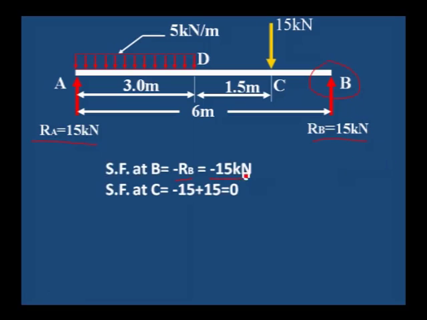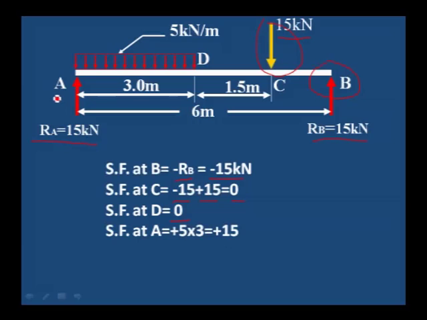Shear force at C, previous value minus 15 kilonewton, plus at C one downward point load 15 kilonewton is acting. Because it is downward, we consider it as positive. Minus 15 plus 15 is equal to 0 shear force at C. Next, move towards the D. Shear force at D, no further load is added between the D and C. Therefore, it remains the same, 0 at D.